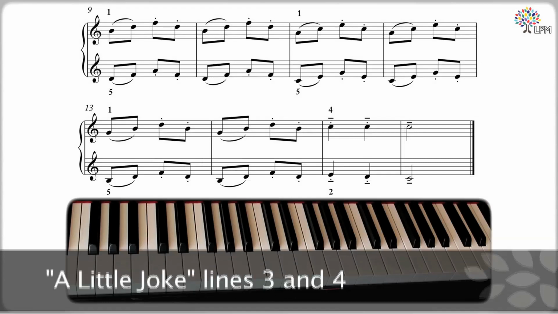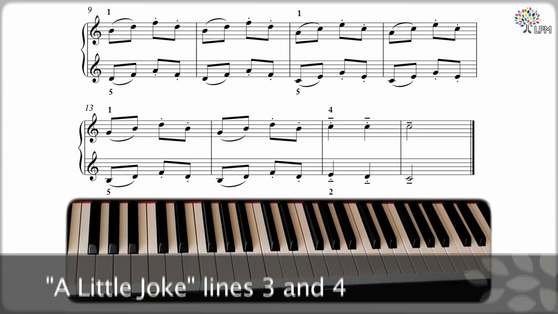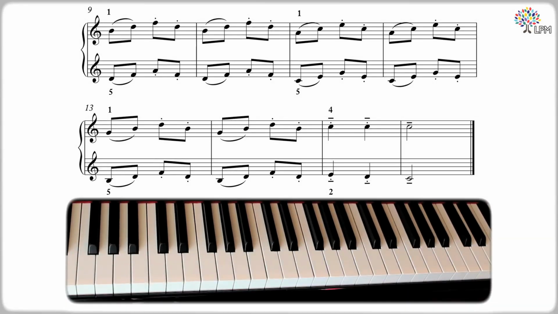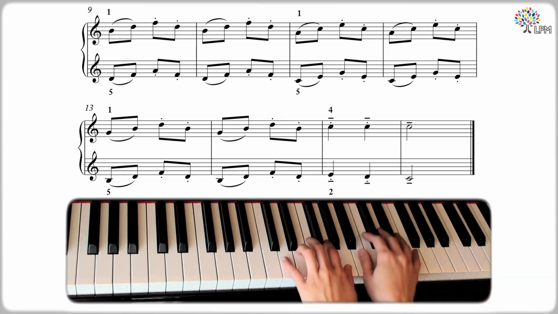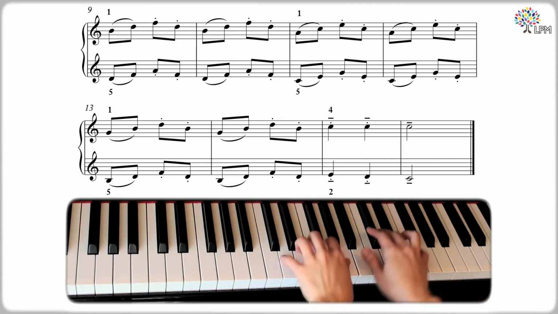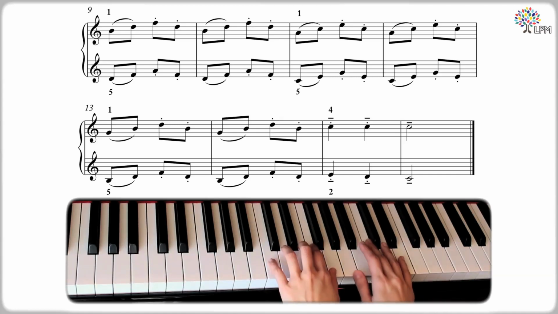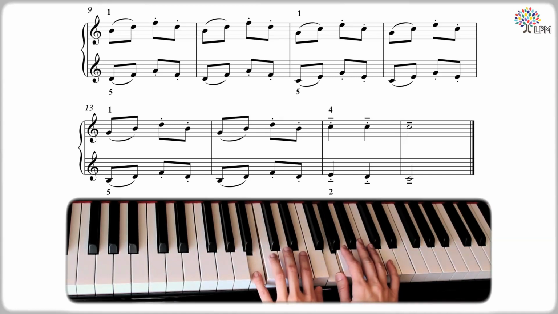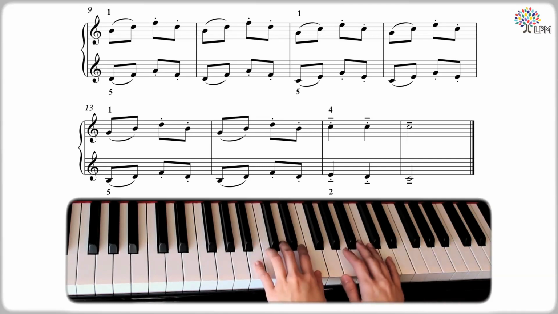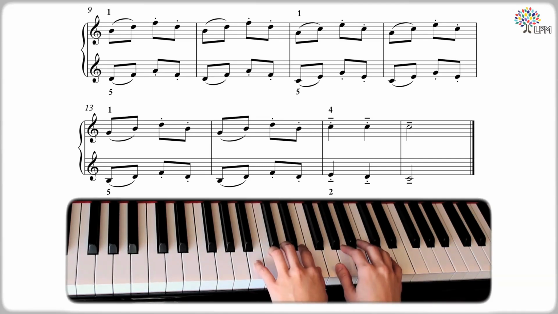Let's look at the third and fourth lines. As we talked about before, each measure here repeats the same rhythmic pattern as measure 1. Both hands, as you can see here, move down a whole step every other measure. Let's play lines 3 and 4 together.